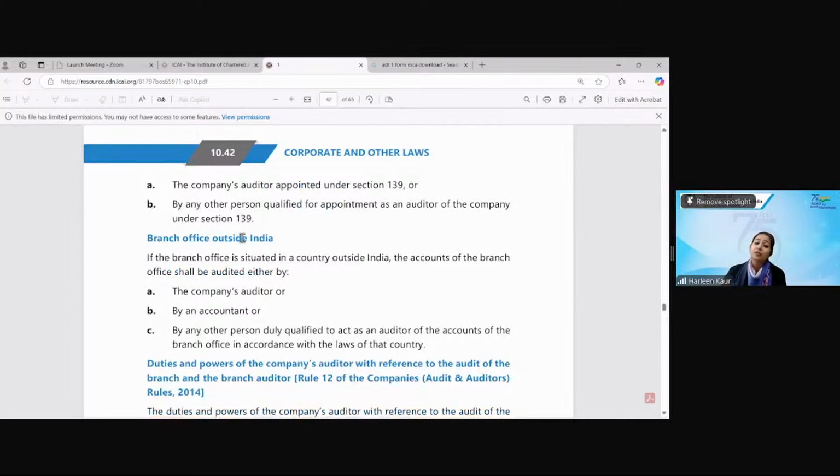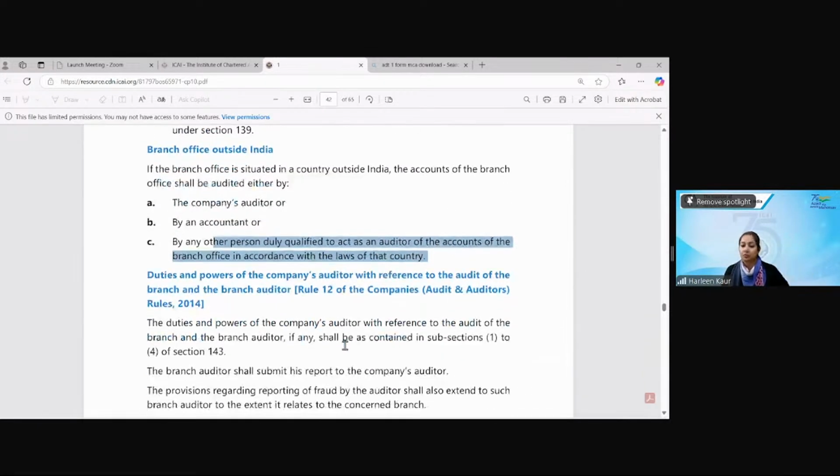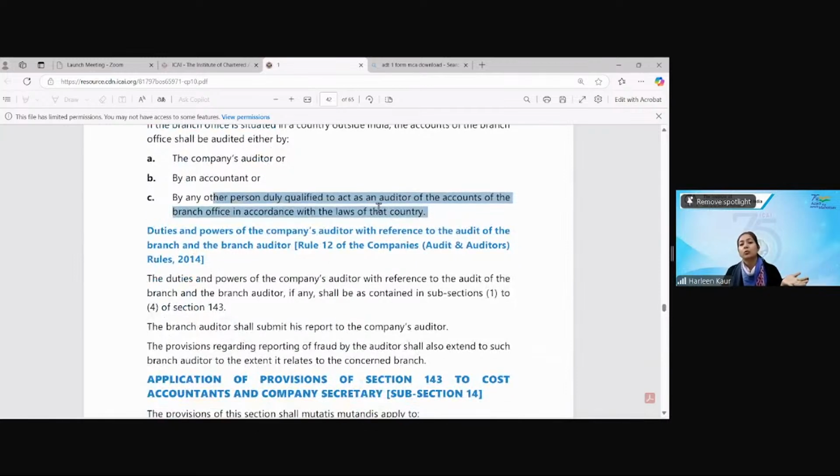And if my branch office is in the USA, then what will happen? Then either my company's auditor, the one who is doing the Chandigarh audit, will do the branch audit of the USA, or an accountant will do it, or any other person who is qualified to be appointed according to the laws of that country. So as per the US laws, whosoever is acting as the auditor, a CPA, ACCA, whosoever is the qualified auditor as per their country, that person will be appointed as the auditor for my branch audit.